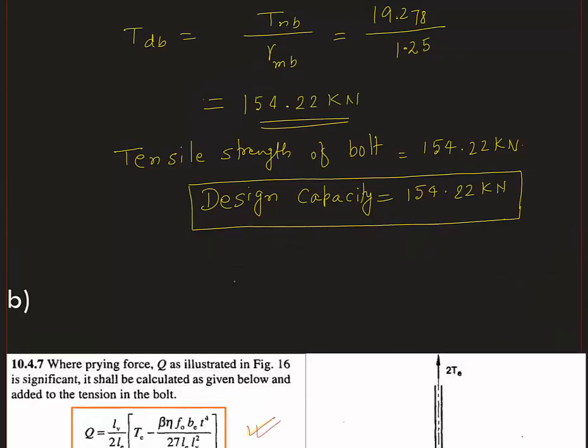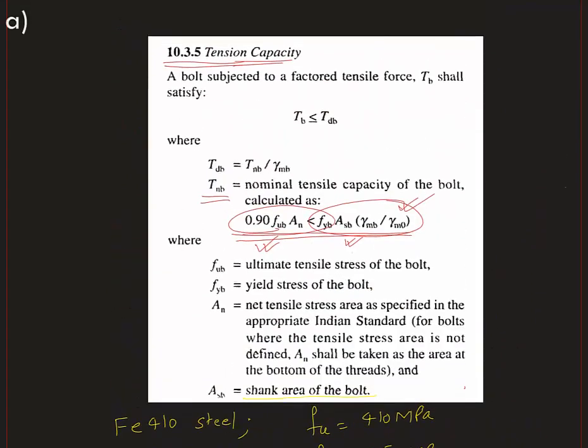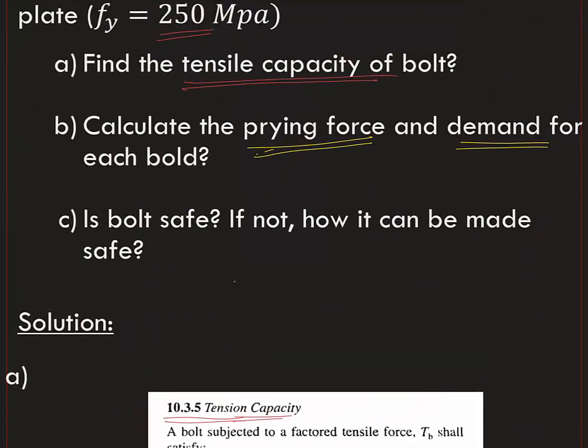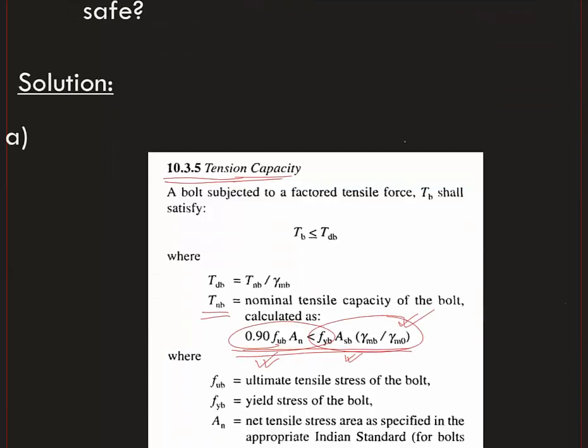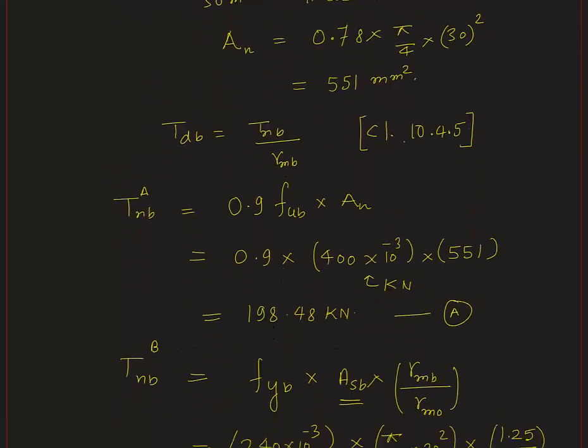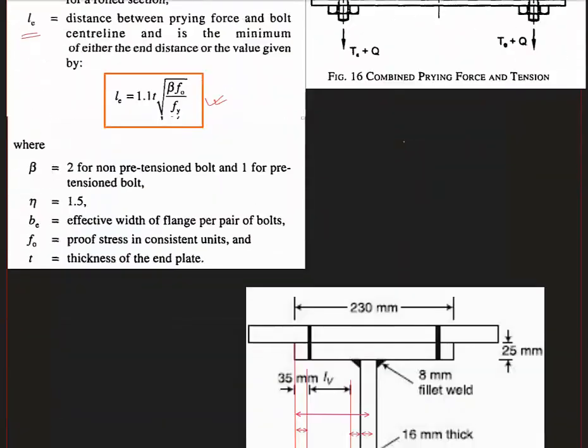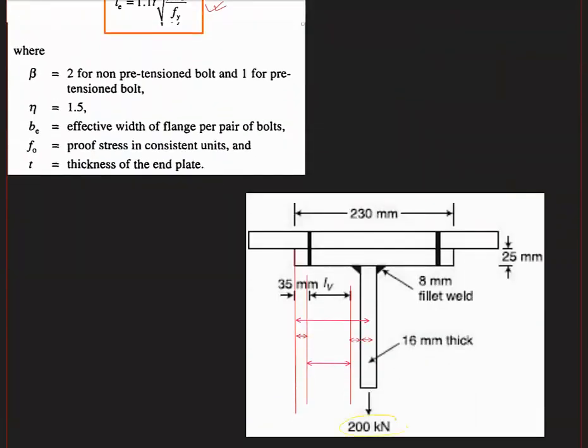Now let us calculate the second part. So the second part is related to demand. So this says calculate the prying force and the demand for each bolt. Now in the actual situation, you see we are applying a force of 100 kilonewton to this bolt, and then basically 200 kilonewton on both bolts. So on each bolt we will have 100 kilonewton of force. That is my T value. So T is equal to 100 kilonewton. This is basically 2T, so T is half of that.